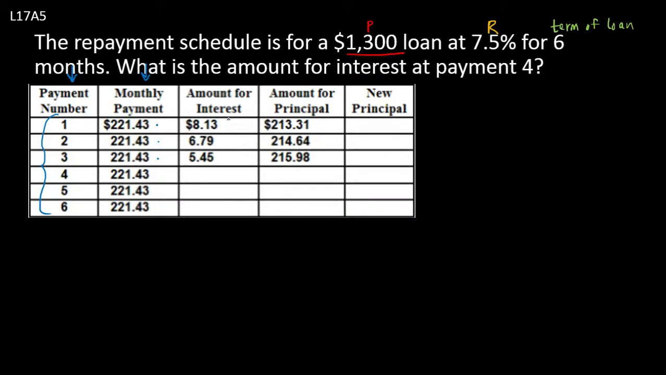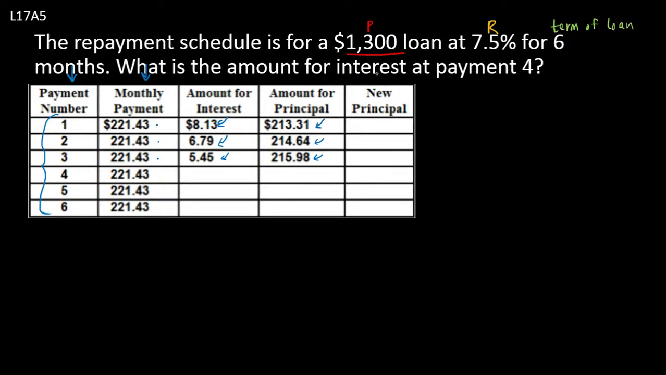You'll notice that in the first month, they paid $8.13 in interest, the second month a little lower, and the third month a little less interest than that. Conversely, we see principal rising, and this is what we want to see. So starting with $213, $214, $215. So with each payment, a bigger chunk of that payment is going to principal, and a smaller chunk of that payment is going to interest.